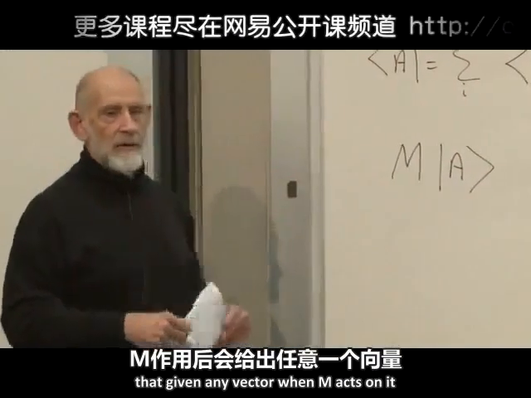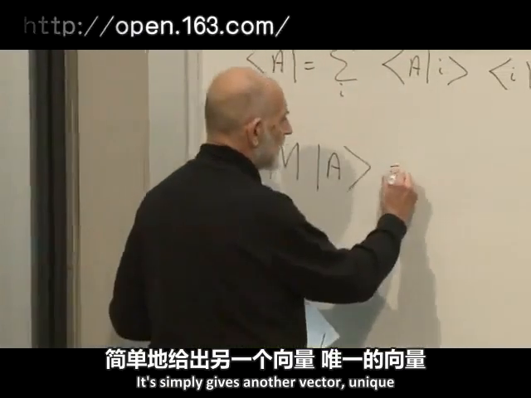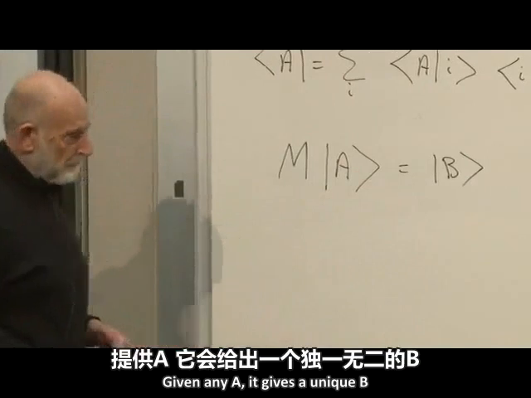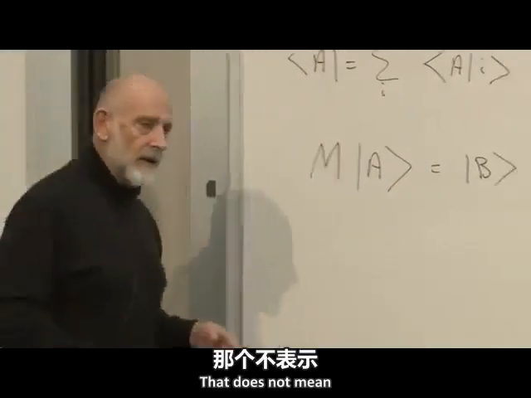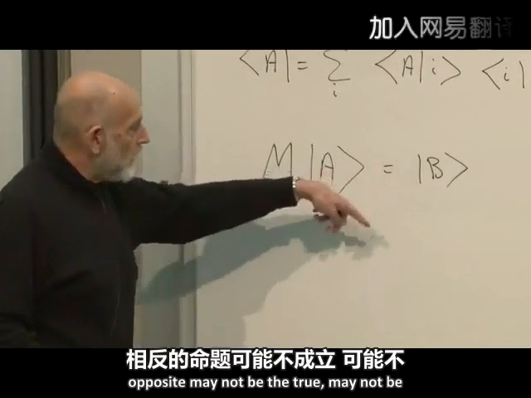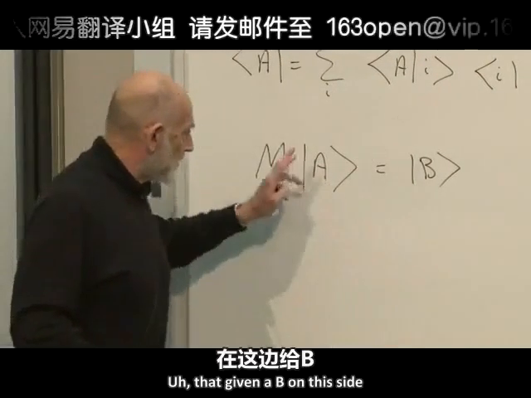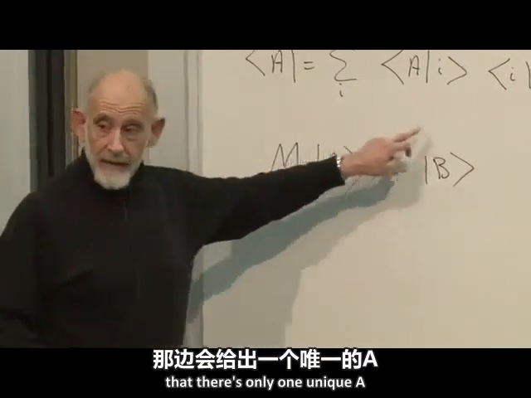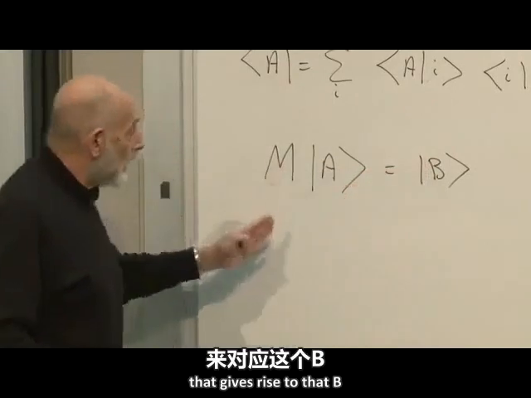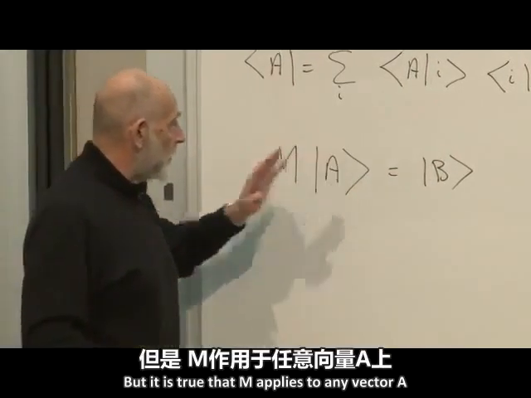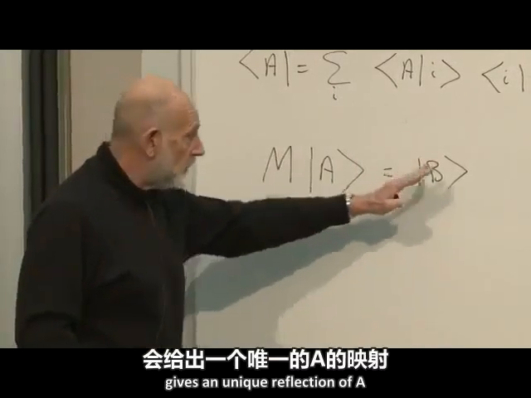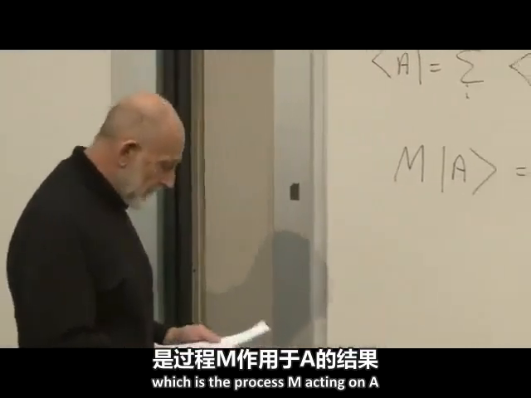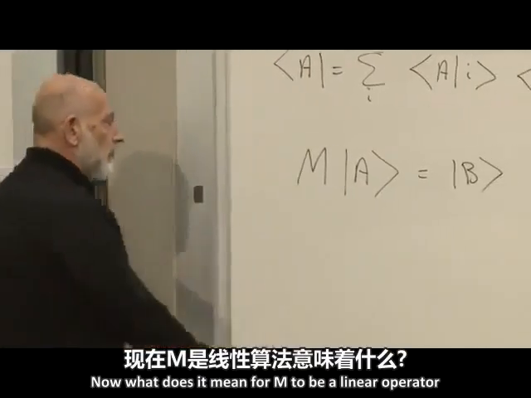All right, so M is some operator, and that means that given any vector, when M acts on it, it simply gives another vector. Unique. Given any a, it gives a unique b. The converse may not be true. It may not be that given a b on this side, there's only one unique a that gives rise to that b, but it is true that M applied to any vector a gives a unique result, which is the process M acting on a.